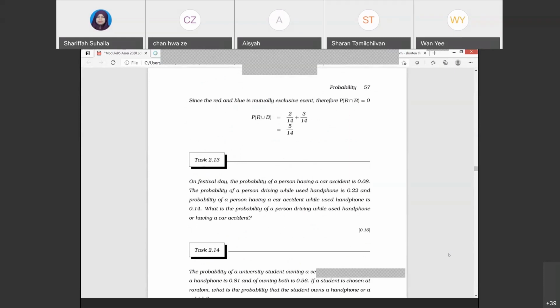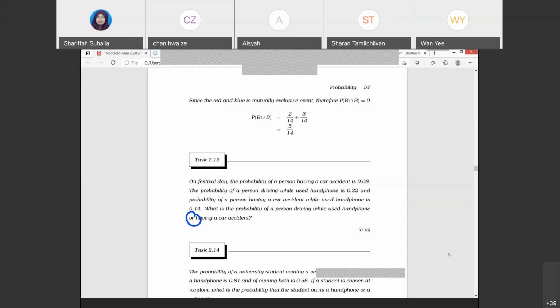Okay, on festival day, the probability of a person having a car is 0.08. The probability of a person driving while using handphone is 0.22. And the probability of a person having a car accident while using handphone is 0.14. What is the probability of a person driving while using handphone or having a car accident? Do you understand the question? We want to find the probability of a person driving while using handphone, or having a car accident.